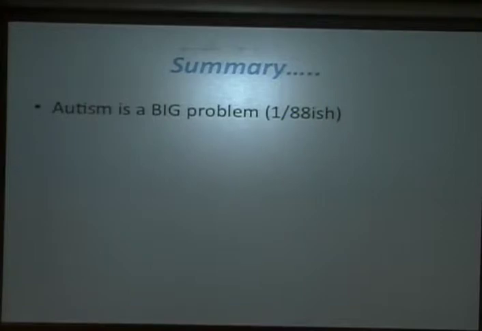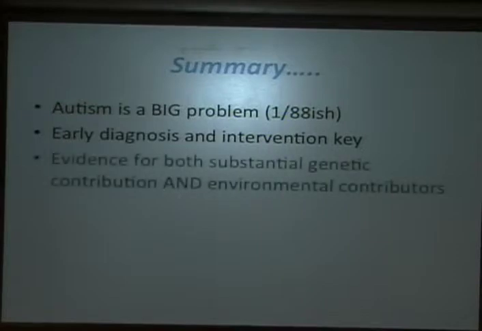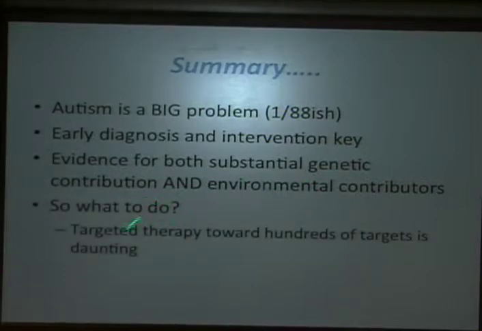Okay, to summarize my intro here, this is a big problem. We should try and intervene and diagnose it as early as we can. There's good evidence for both a big genetic contribution as well as environmental contributors. And so really the question is, what are we going to do?